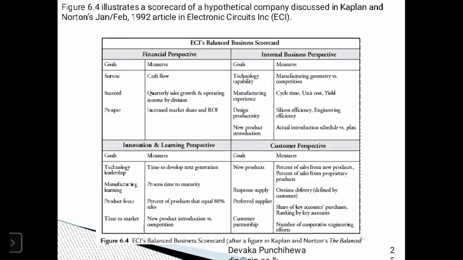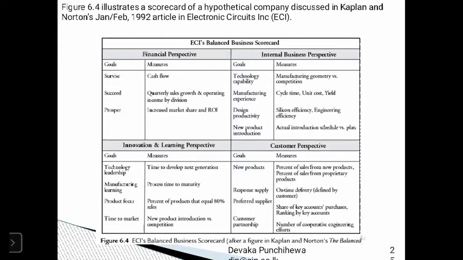They have these four perspectives, right? When it comes to the first one, the financial perspective, they have given us the goals and the measures. What are the goals? The first one mentioned is survive. What is the measure? Cash flow. And the second goal in the financial perspective is succeed. What is the measure? Quarterly sales growth and operating income by division. So the various divisions should have quarterly sales growth and operating income, right?